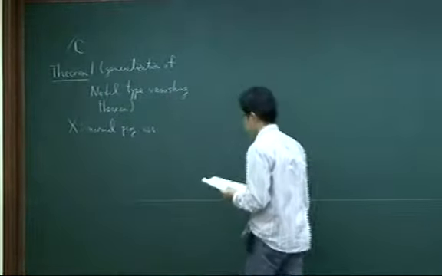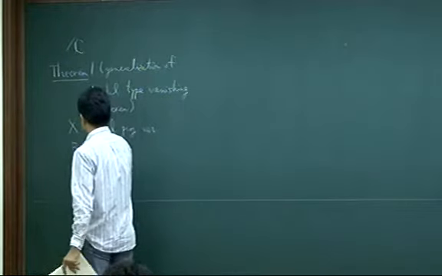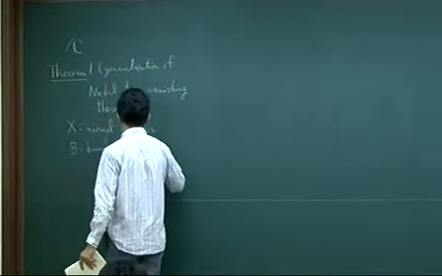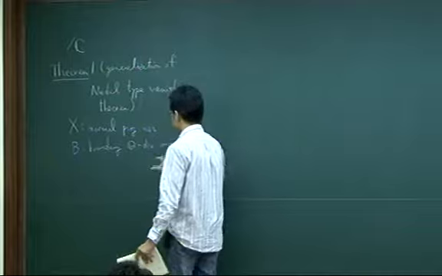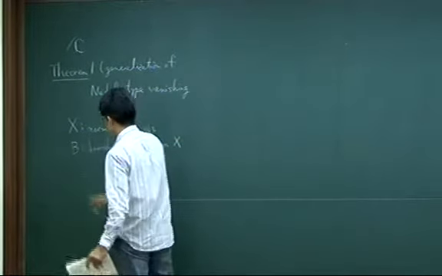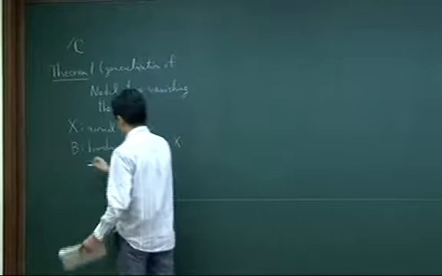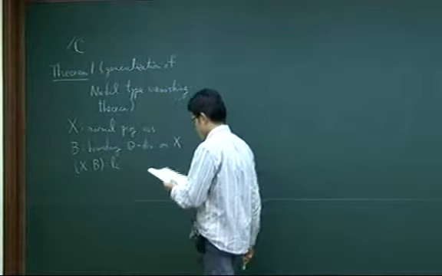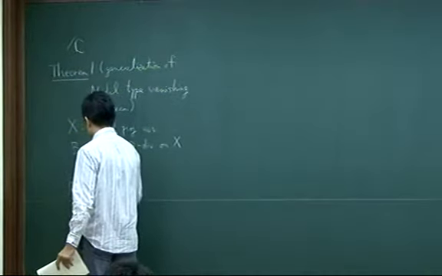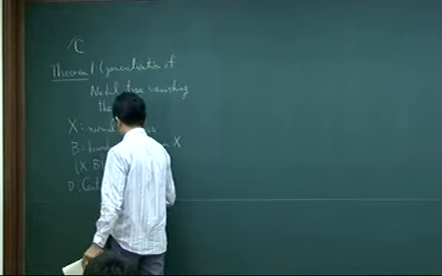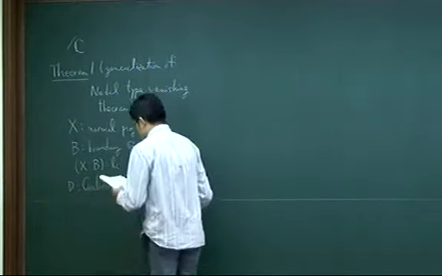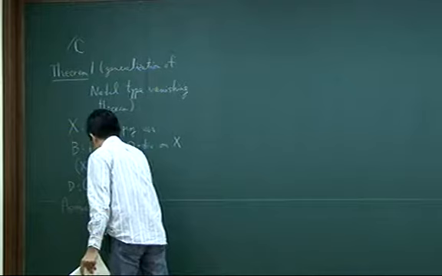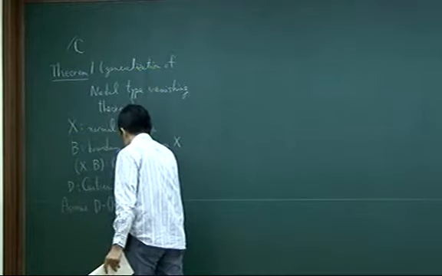Normal projective variety, and B is a boundary Q-divisor on X. Boundary means the coefficients of B are between 0 and 1, and we assume (X, B) is log canonical. And D is a Cartier divisor on X such that D minus (K_X plus B) is ample.